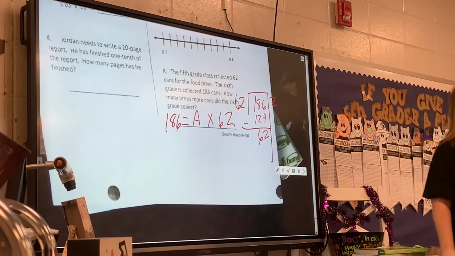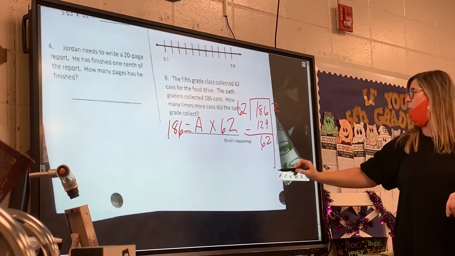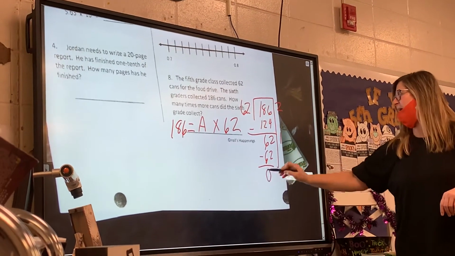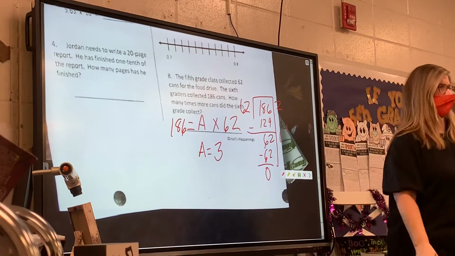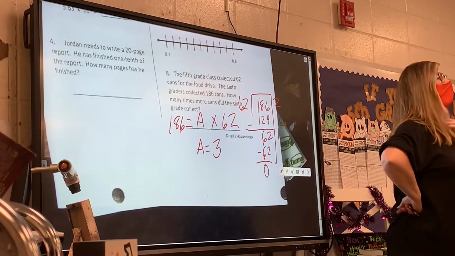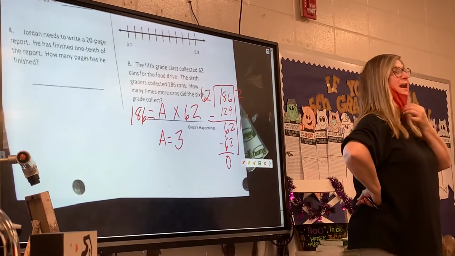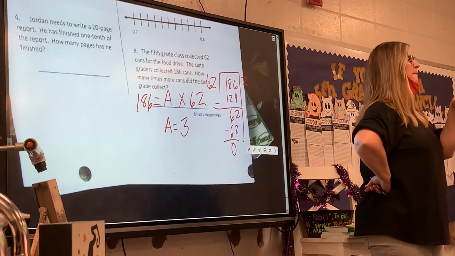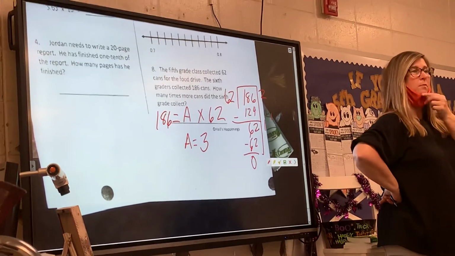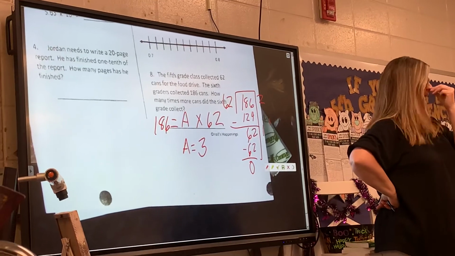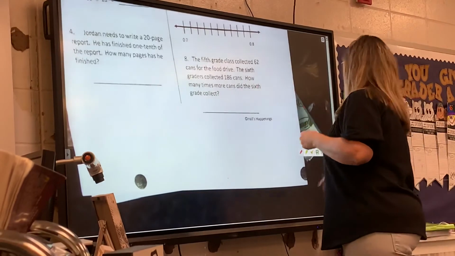Then look. How many times will 62 go into 62? 1. What is my final answer? 3. A equals 3. I don't know my 62 facts, guys. I don't know many people that do, but I can figure out 62 times 10, and I can figure out 62 times 2. Pretty simple. As long as you know a number times 2, it's actually kind of easy to figure out.